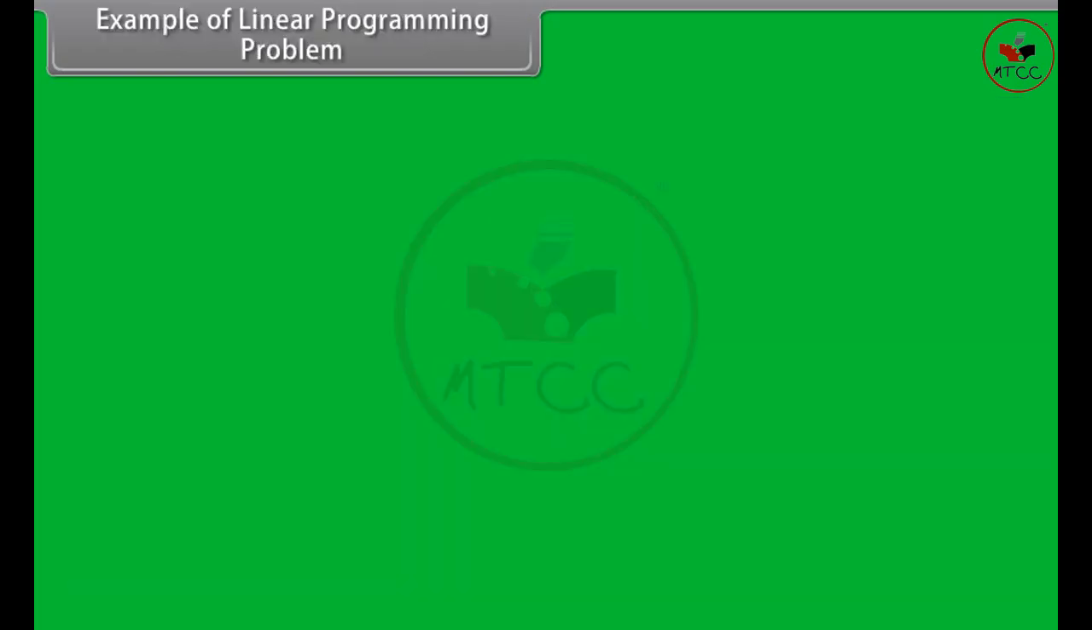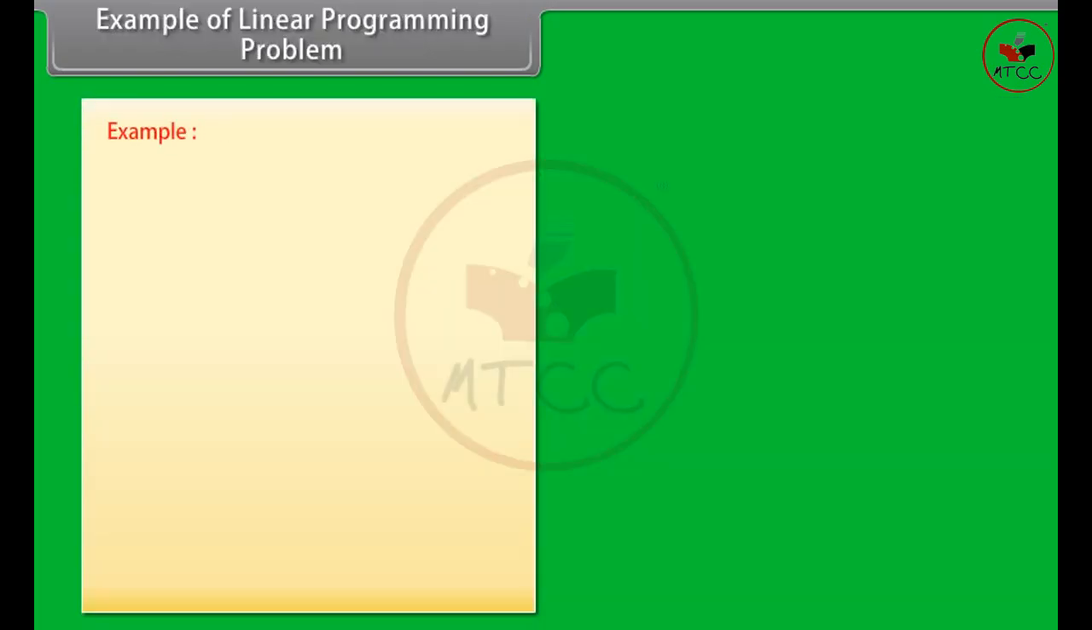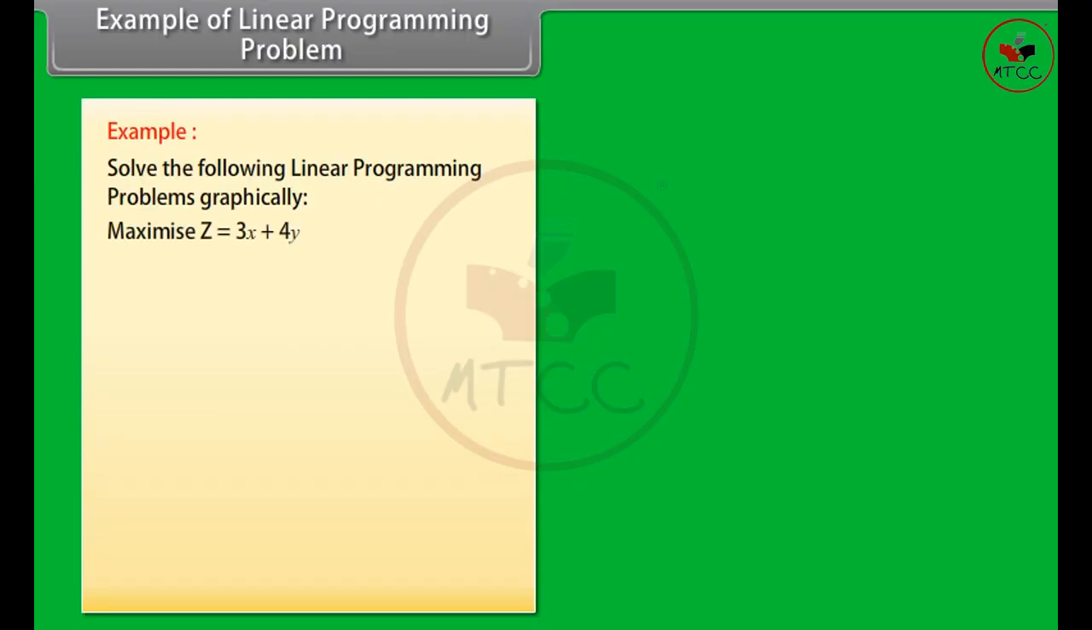Example of linear programming problem. Example. Solve the following linear programming problem graphically. Maximize z = 3x + 4y, subject to the constraints x + y is smaller than or equal to 4, x is greater than or equal to 0, y is greater than or equal to 0.